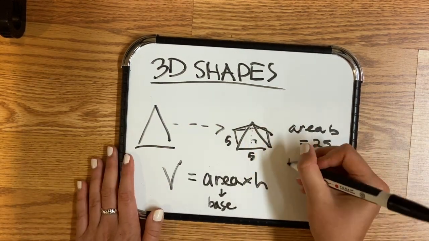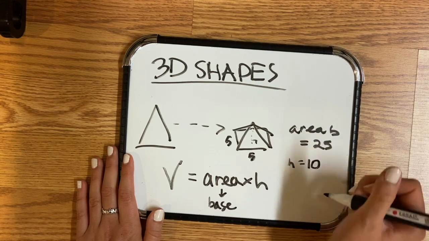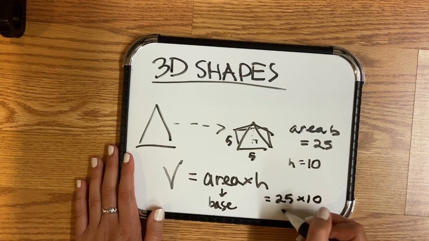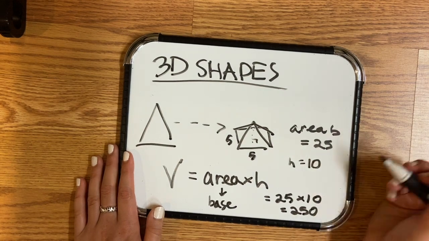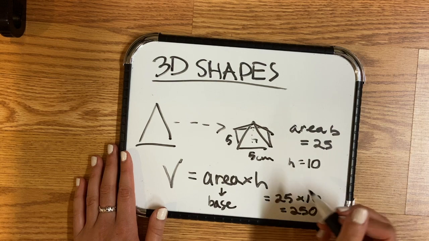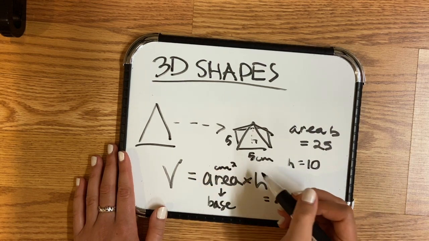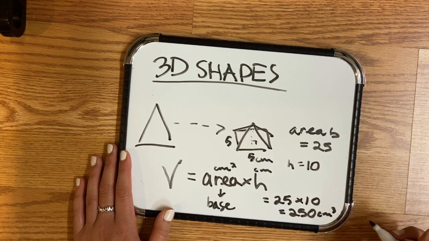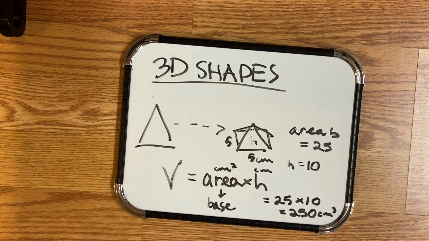The height will be, I don't know, say 10. Then my volume will be 25 times 10, which is 250. And whatever units, let's say the units were centimeters. Then I would have centimeters squared for the area of the base times centimeters for the height, so it would be centimeters cubed, because it's centimeters times centimeters times centimeters. Awesome.